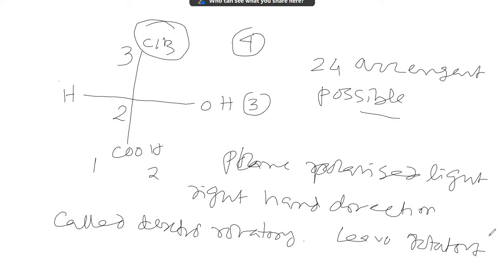Now, the direction of plane polarized light is an optical property. Looking at the compound, you are not in a position to find it. So there are two absolute configurations. R means which rotates plane polarized light in the right-hand direction. On the other hand, the other rotates plane polarized light in the left-hand direction.